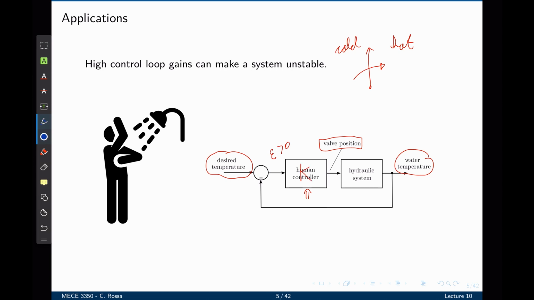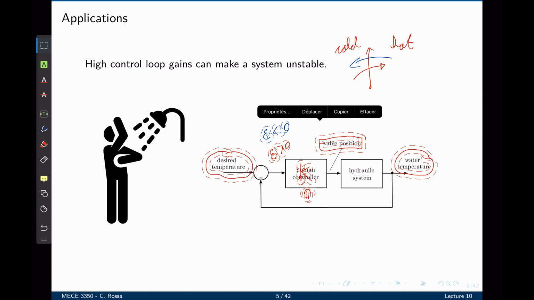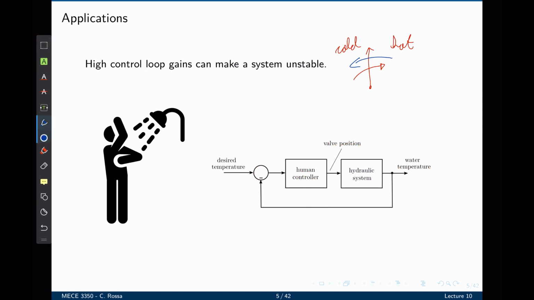If now the water temperature is above the desired temperature, that creates a negative error, and thus the controller, or the human, determines that the valve is to be turned now to cold. There is a delay between the action and the actual change in the water temperature. This delay can make the system unstable if that gain K is too high. So let's assume that this delay exists and that the human here is impatient. This control gain is very large.